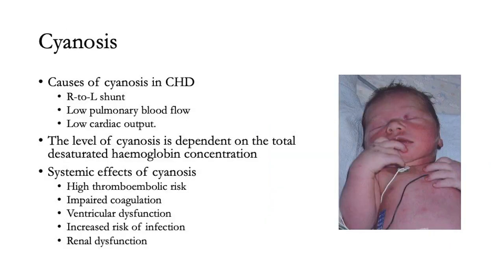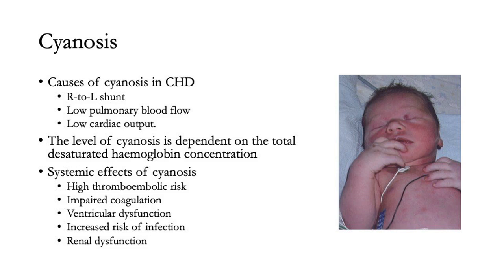Cyanosis is due to right-to-left shunting, low pulmonary blood flow, or low cardiac output. The level of cyanosis is dependent on the total desaturated hemoglobin concentration and occurs when the quantity of deoxyhemoglobin is greater than 50 grams per liter. It can be diagnosed late if there is anemia.